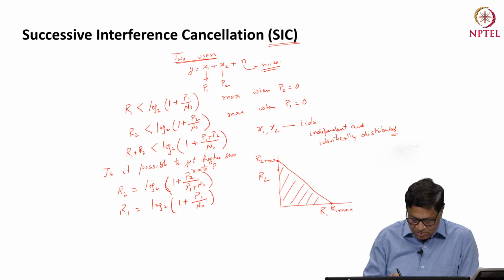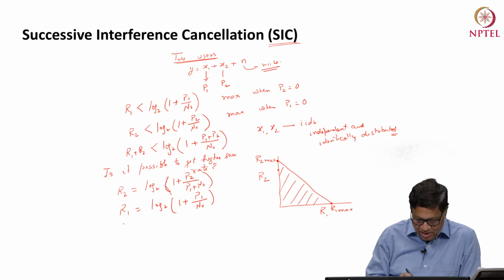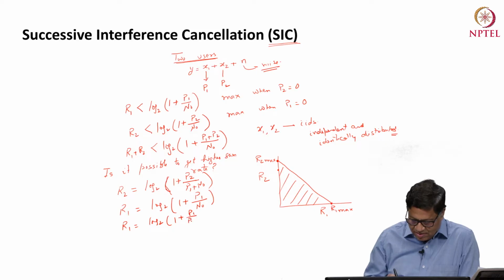So R1 is equal to log 2 (1 plus P1 over N naught). And similarly, on the other side, I can have R1 as log 2 (1 plus P1 over (P2 plus N naught)), and R2 will be log 2 (1 plus P2 over N naught).